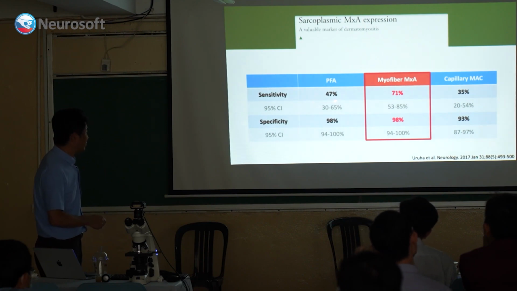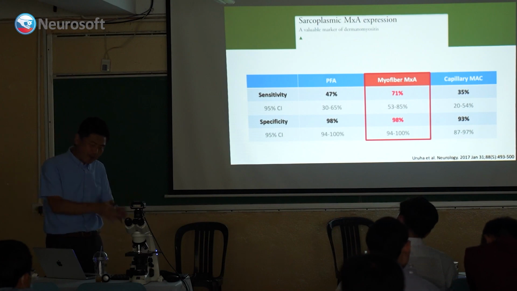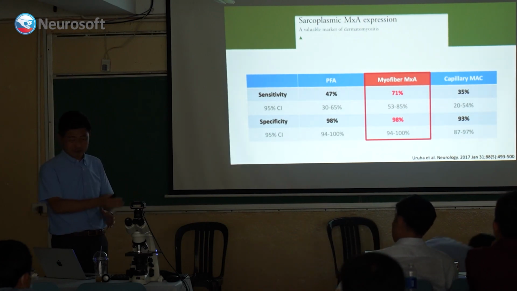But the problem is sensitivity. Sensitivity is less than half. So it means that if you have it, you can make a diagnosis. But the problem is you may not have it.